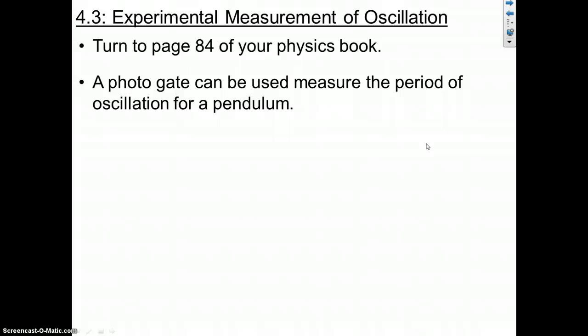So what you do then is once you have that 0 position aligned right inside of the beam of the photo gate, you pull the pendulum bob to the side, you let go, and every time the bob passes through the 0 position, the photo gate's beam gets blocked. And whenever that laser beam gets blocked, it sends a signal to the computer, and the computer logs the time when the signal was received. So we can use this to measure how much time passes between successive blockings of the photo gate, and really that's telling us how much time passes between successive 0 points.